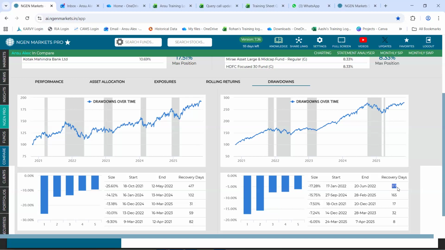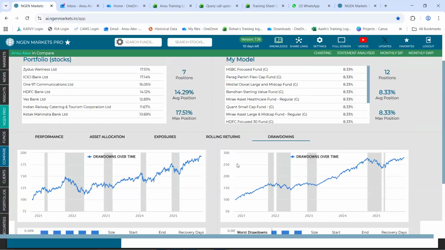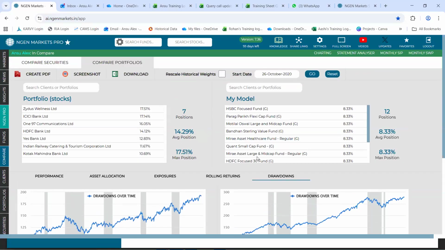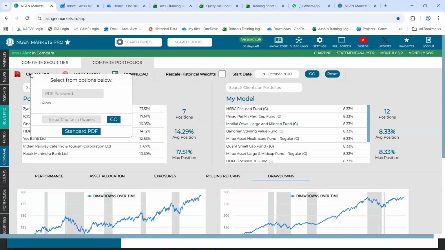Basis the magnitude of loss and the number of days that the portfolio took to recover, you can understand that yes, the MF portfolio also did experience some amount of loss. But when we consider it against this stocks portfolio, the magnitude of loss was lower, and the days taken to recover were also lower. Now, this drawdown analysis you could also view on this line chart. The white region will tell you the recovery phase, and the gray region will specifically let you know the drawdown phase.